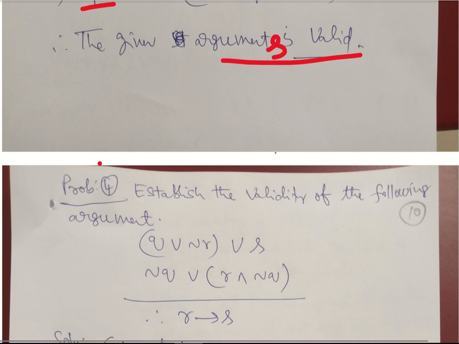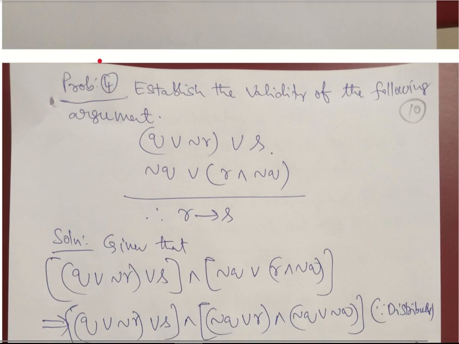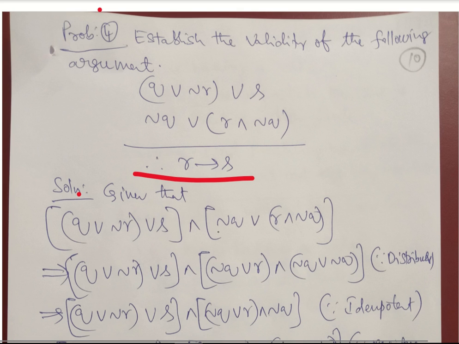Okay, next one, establish the validity of the following argument. They can ask anything, but finally we have to check whether the given arguments are valid or not by applying various rules of inference. Given that Q or (negation R or S), and (negation Q or R), and negation Q.